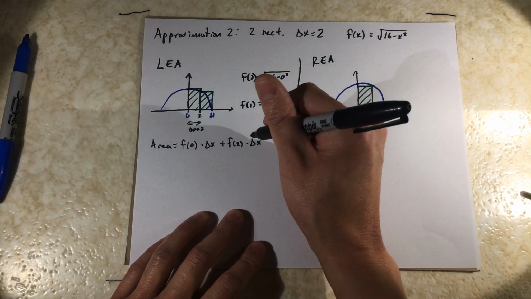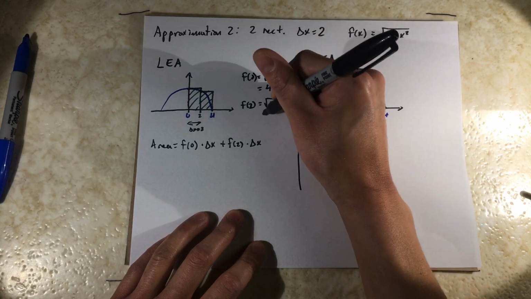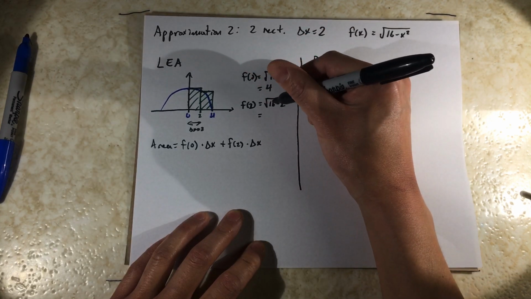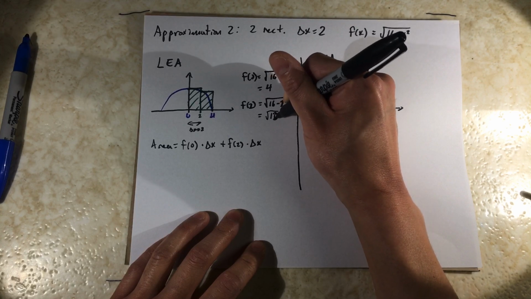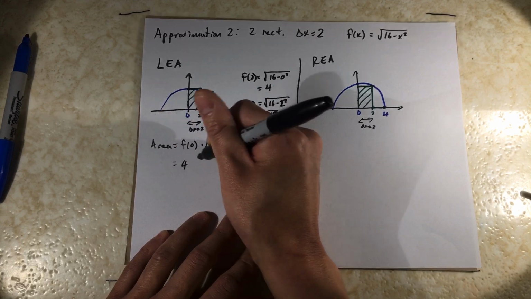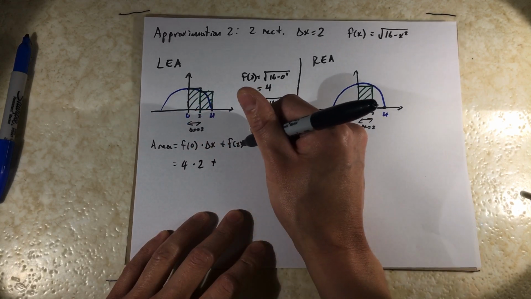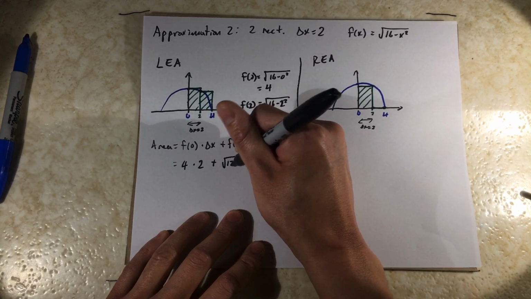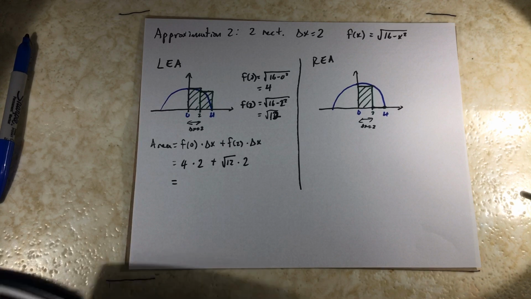Oh, I'm sorry. This is f of 2. That's why I was looking at my notes and I didn't remember that number. So 16 minus 4 is 12, so this is the square root of 12. If we plug those in, we get 4 times 2, since delta x is 2, plus f of 2, the square root of 12, times 2. And we can put that in our calculator and see what we get here.